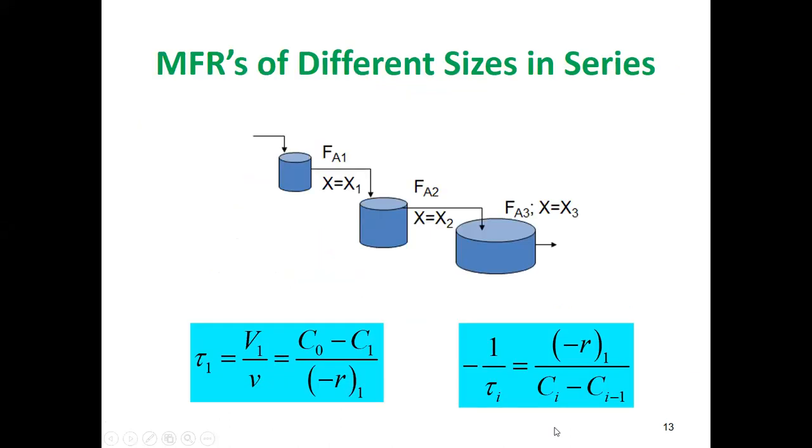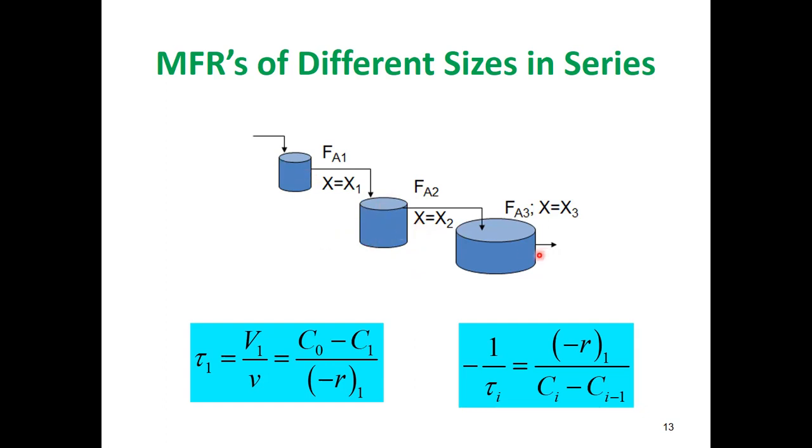Now, what about if you have different sizes of MFRs in series? If you have different sizes of MFRs in series, class, you have to do material balances, or you are to apply the performance equation piece by piece. You apply the performance equation for the first reactor so that you get to know either the degree of conversion on the first reactor or the CA1 in the first reactor. Then you can go to the second reactor, because you already know the initial concentration or the initial conversion from the first. So you have to do it step by step.